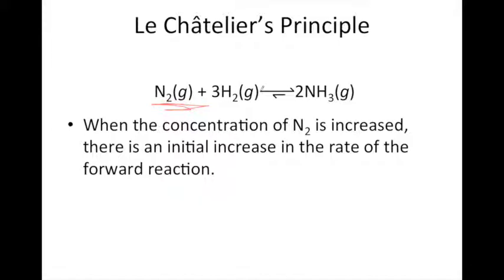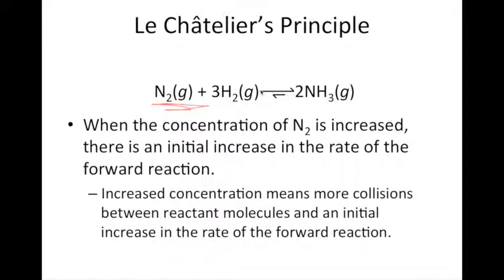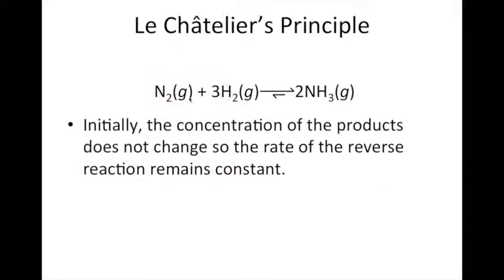Well, the rate of the forward reaction will increase, because collision theory tells us if we increase the concentration of either reactant, we're going to have more collisions between the reactants. So we're going to have more frequent collisions, and therefore the rate of the forward reaction will increase. So initially, when we first add that nitrogen, increasing the concentration of our nitrogen from our equilibrium mixture, we'll get a big increase in the rate of the forward reaction because of the more frequent collisions.